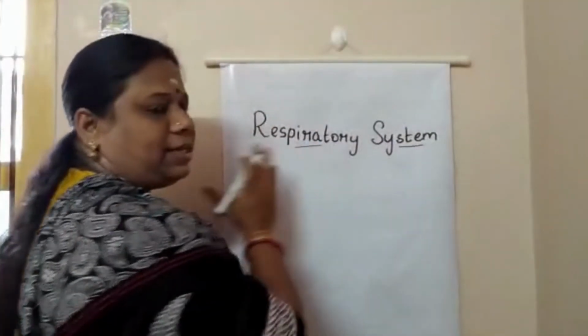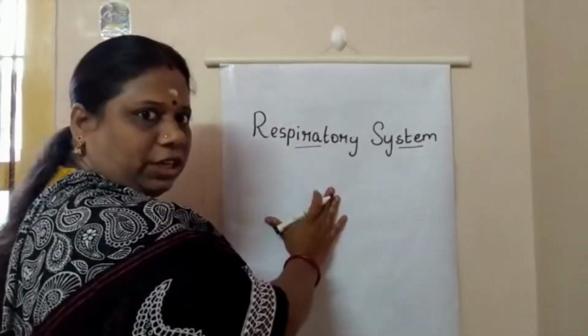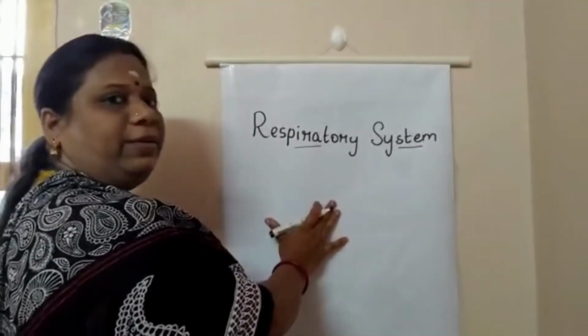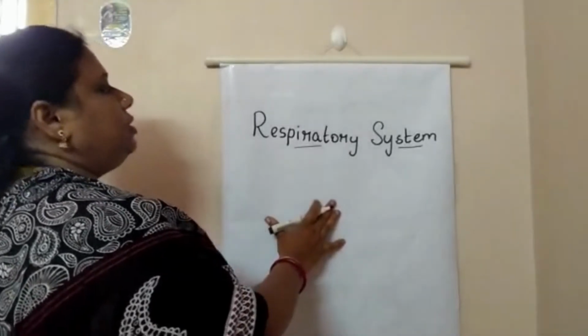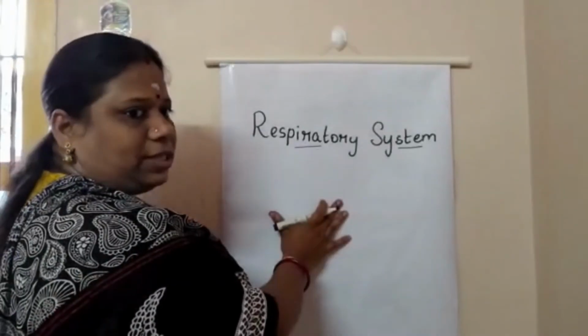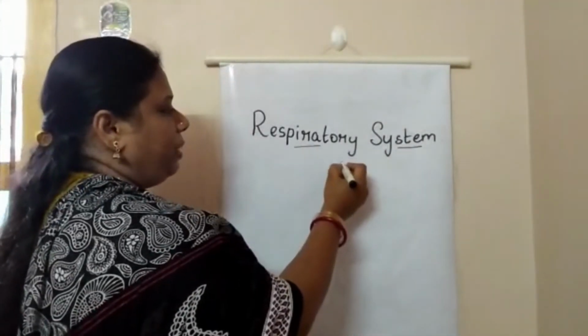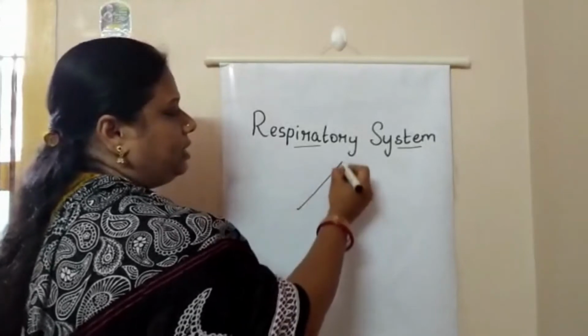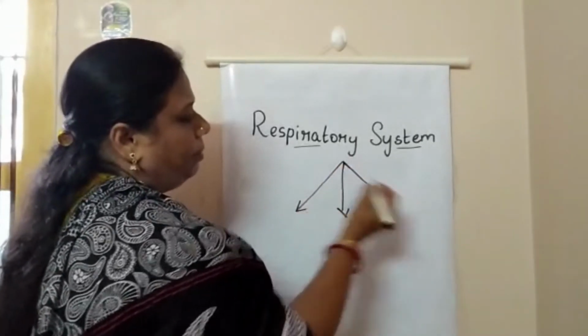Children, let's revise respiratory system first. What is respiratory system? What it does? It provides oxygen to the tissues of the body and removes carbon dioxide from the tissues, isn't it? So three major parts form the respiratory system. What are the three major parts? Anyone? Please, do you remember?